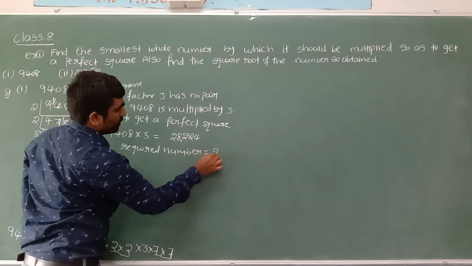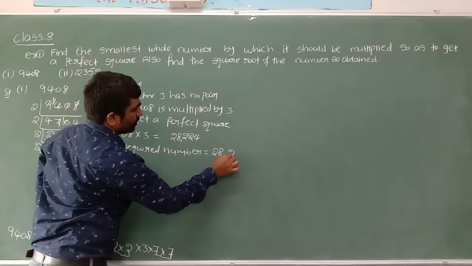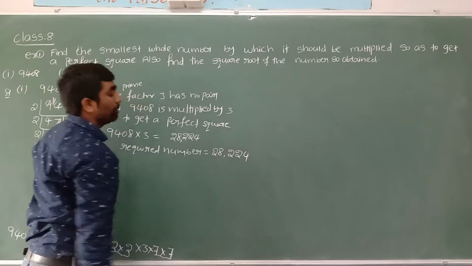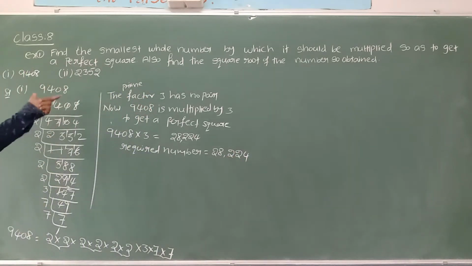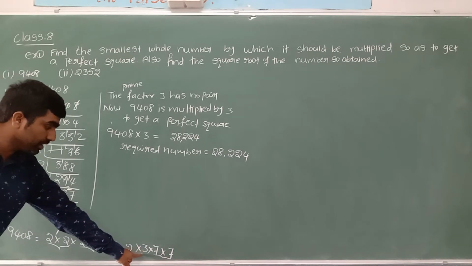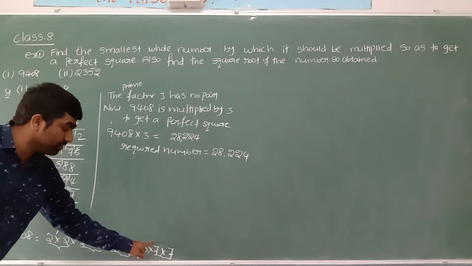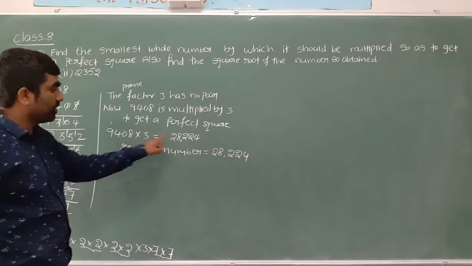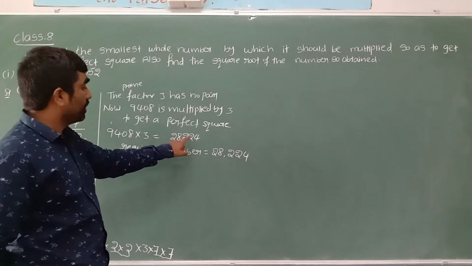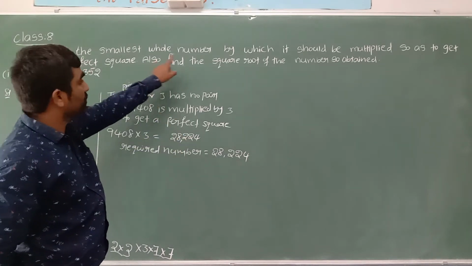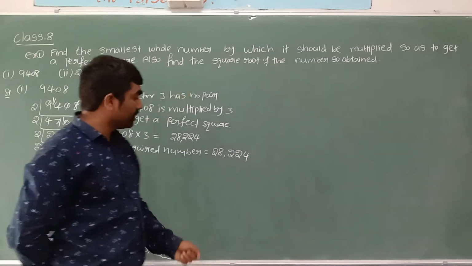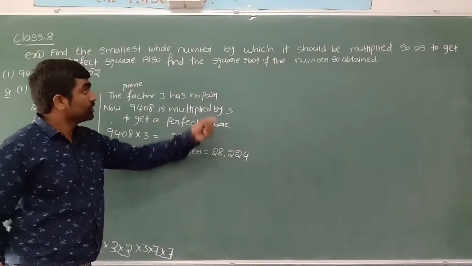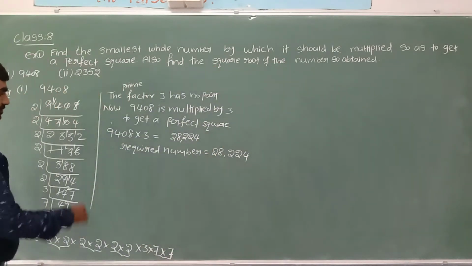Required number is equal to 28,224. This is the perfect square number. Actually, the given number is not a perfect square. For the given number, 3 has no pair, so by multiplying with one more 3 we can see the pair for 3, so that I got this perfect square number. Now for this perfect square number, also find the square root of the number obtained.